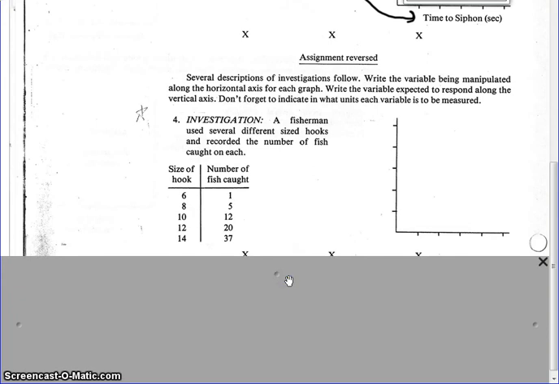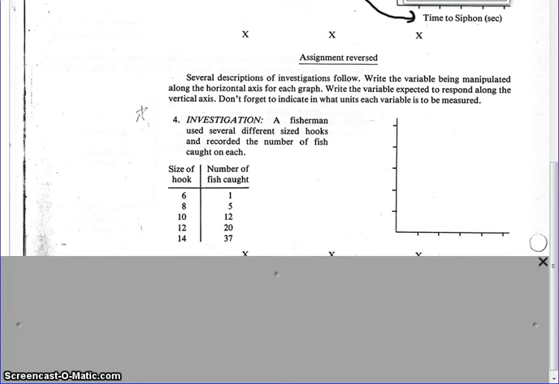All right, let's look at our next one. It says several descriptions of an investigation follow. Write the variable. You know what? Before we do that, let's take a break. All right, so let's take a break. Someone please come up to the board, press pause, or have the sub press pause.